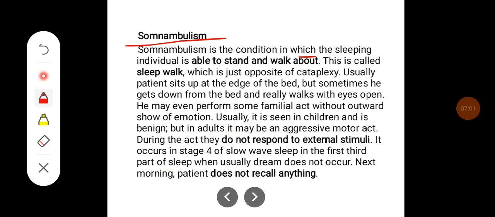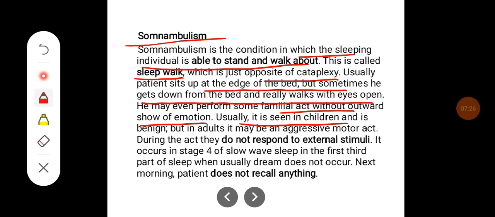Somnambulism is the condition in which the sleeping individual is able to stand and walk about. This is called sleepwalking, which is just the opposite of cataplexy. Usually the patient sits up at the edge of the bed. Sometimes he gets down from the bed and really walks with eyes open. He may even perform some familiar act without outward show of emotion.